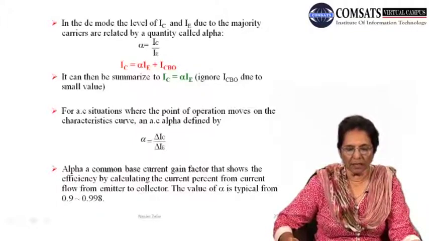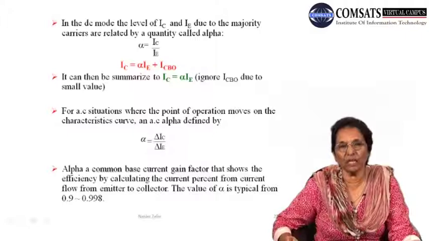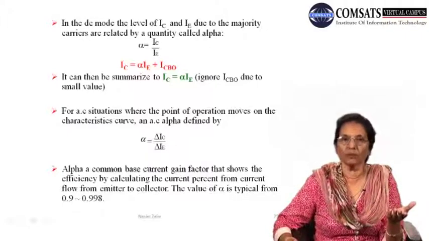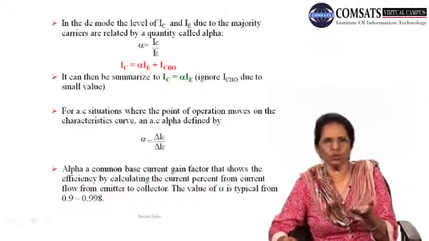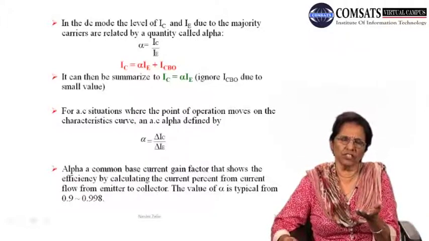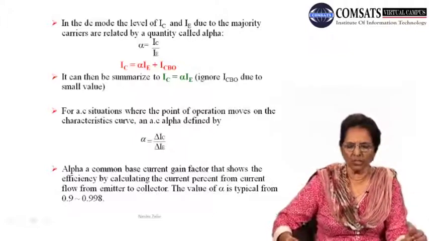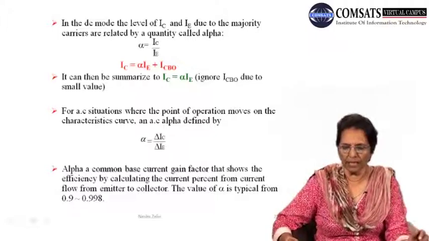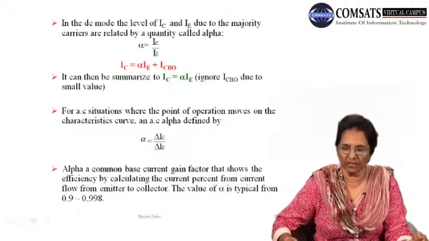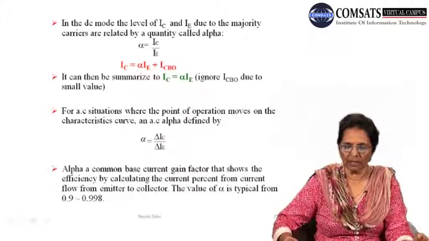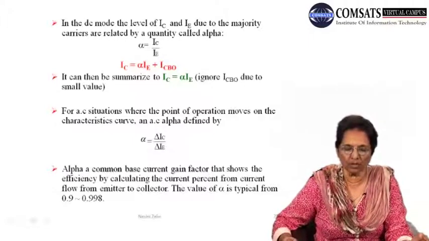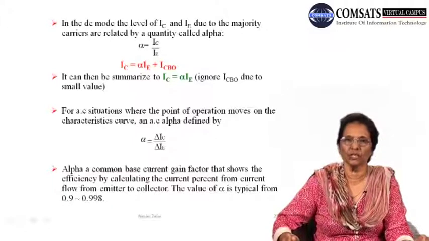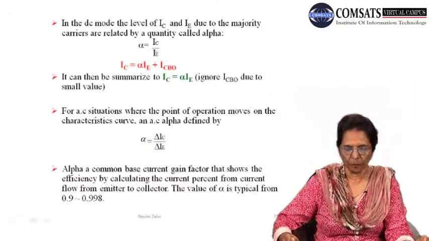और साथ में मैंने एक और चीज़ लिख दी है कि अगर हम AC जहाँ इस्तेमाल करें, जो कि हम रियल एम्पलीफायर सर्किट में AC सिग्नल्स इस्तेमाल करते हैं, इन एडिशन टू स्मॉल DC सिग्नल्स, तो AC सिचुएशंस में तो पॉइंट ऑफ ऑपरेशन हमारा मूव करेगा, एंड अल्फा इज दस डिफाइंड एज डेल्टा IC ओवर डेल्टा IE, which refers to small signal AC situation या small signal AC operation of the output characteristics.